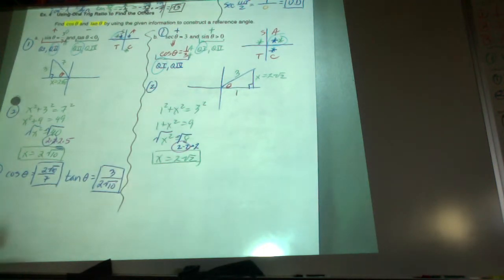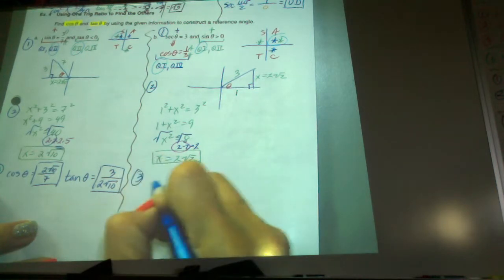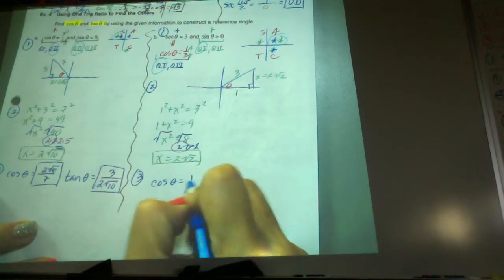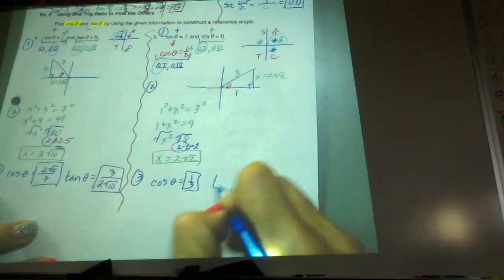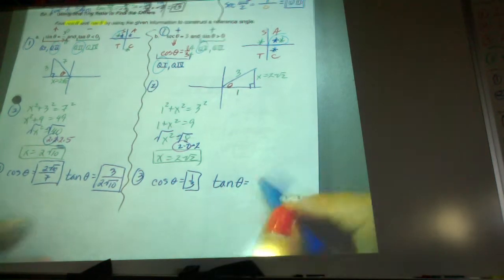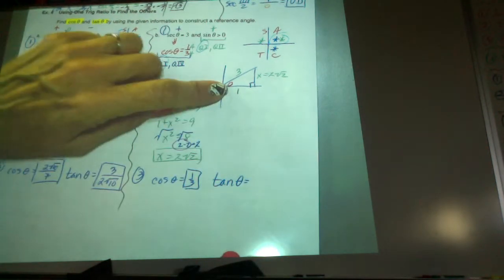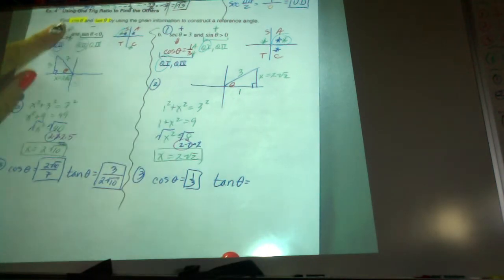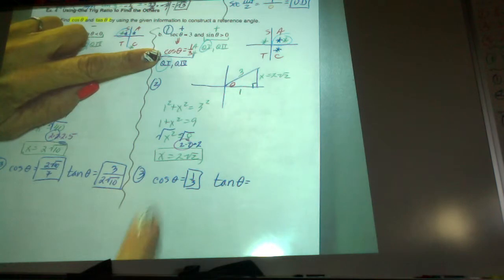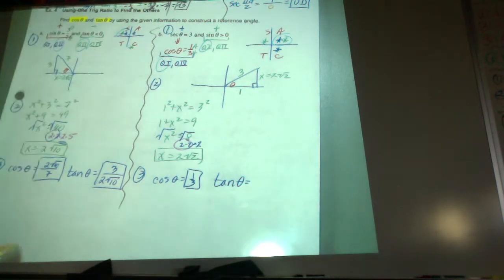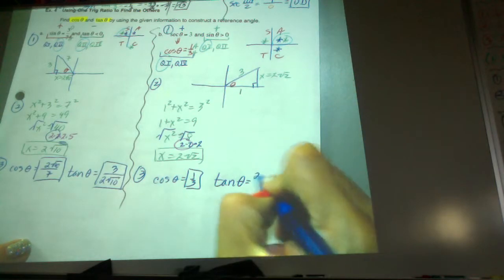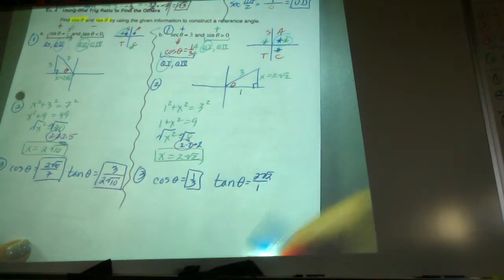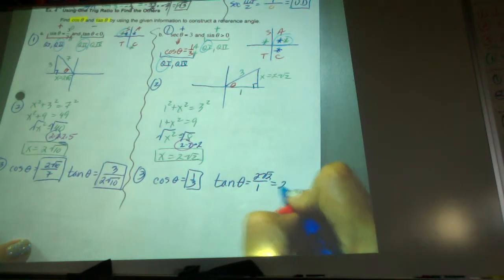So for step 3, we already found cosine. So cosine of theta, again, is 1/3. They want us to find cosine and tangent. We already found cosine earlier, right? And so we want to find tangent. So tangent is opposite, 2 rad 2, over adjacent, which is 1, which is written 2 rad 2.